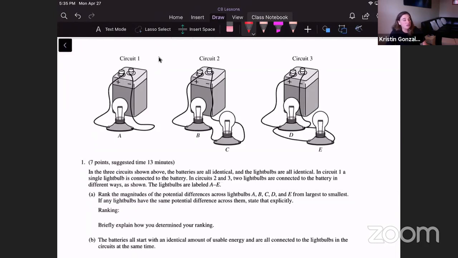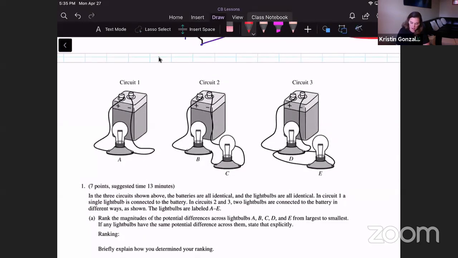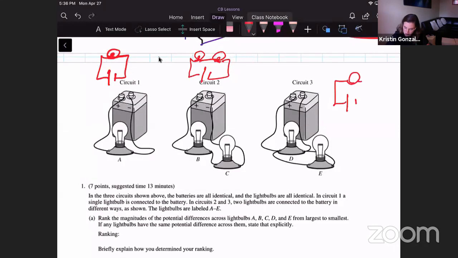If it's easier for you, it may be a good idea to sketch out the schematic of this, right? Rather than looking at the picture, we could say, well, this is battery and 1 light bulb. This guy is battery and 2 light bulbs. And this one in parallel, 2 light bulbs.